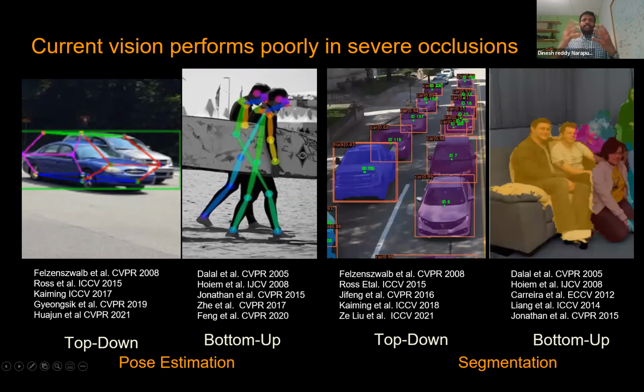Similarly, such cases can be seen in segmentation as well, both the bottom-up and top-down approaches. In crowded scenes, either people are clubbed together or the detections have too many overlaps. It's very clumsy. So understanding these occlusions is very important for both these problems.